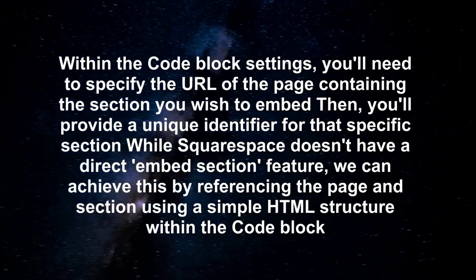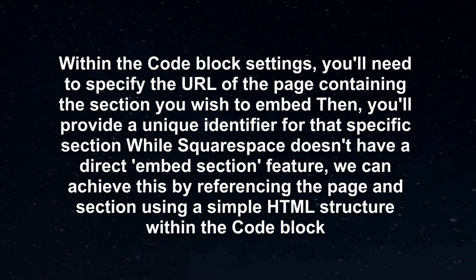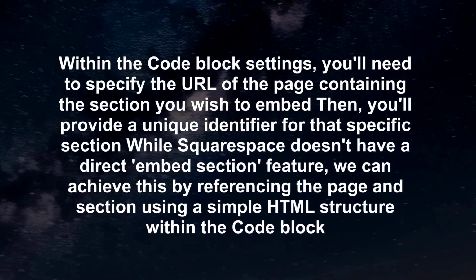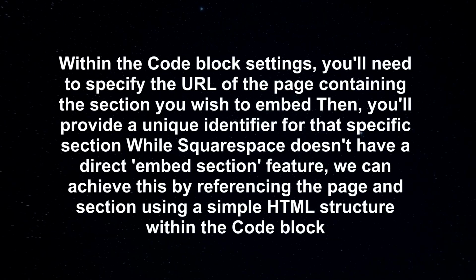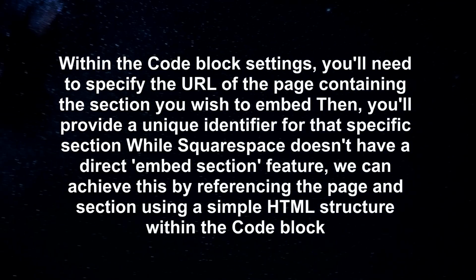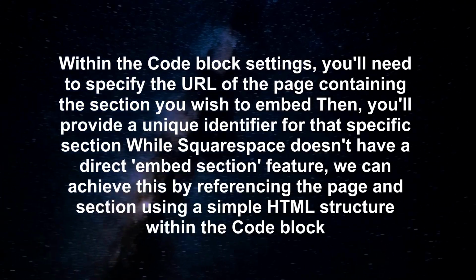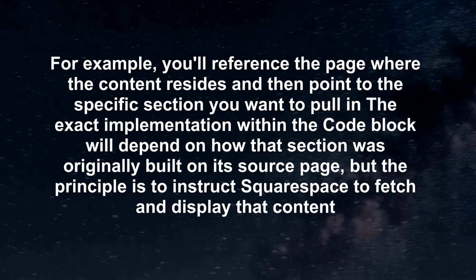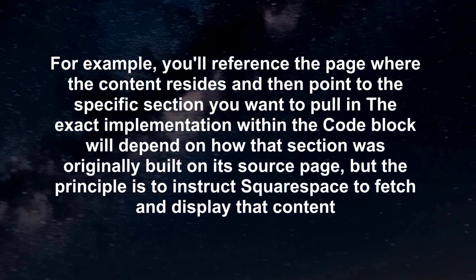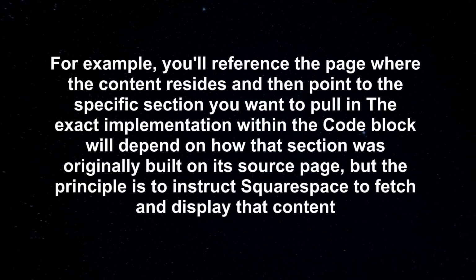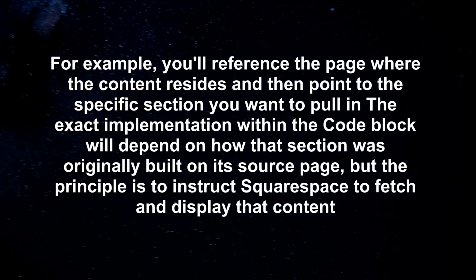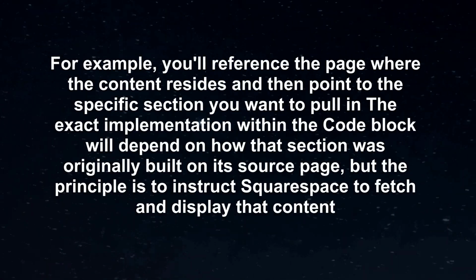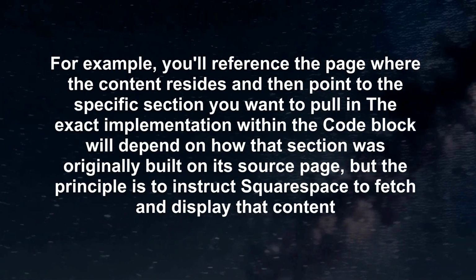Within the code block settings, you'll need to specify the URL of the page containing the section you wish to embed. Then, you'll provide a unique identifier for that specific section. While Squarespace doesn't have a direct embed section feature, we can achieve this by referencing the page and section using a simple HTML structure within the code block. For example, you'll reference the page where the content resides, and then point to the specific section you want to pull in. The exact implementation within the code block will depend on how that section was originally built on its source page. But the principle is to instruct Squarespace to fetch and display that content.